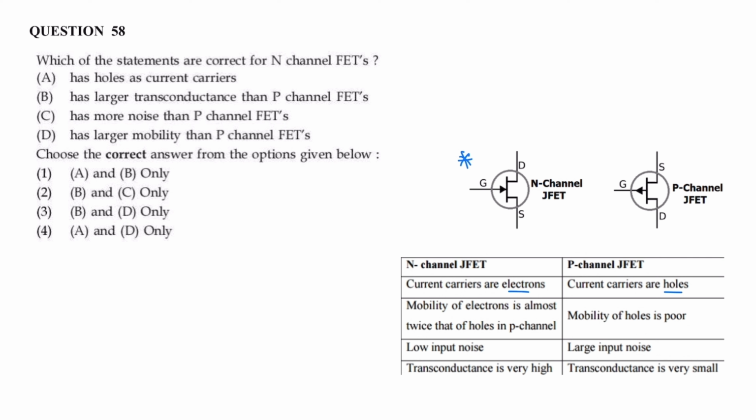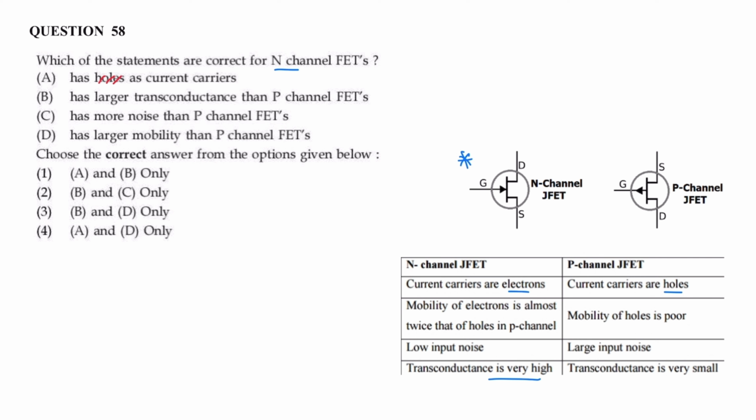Next is low input noise. N-channel MOSFETs have low input noise, and the transconductance of an N-channel MOSFET is high. So let us see the statements. For an N-channel MOSFET, holes are the current carriers. Statement 1 is wrong. The current carriers are not holes, those are electrons.